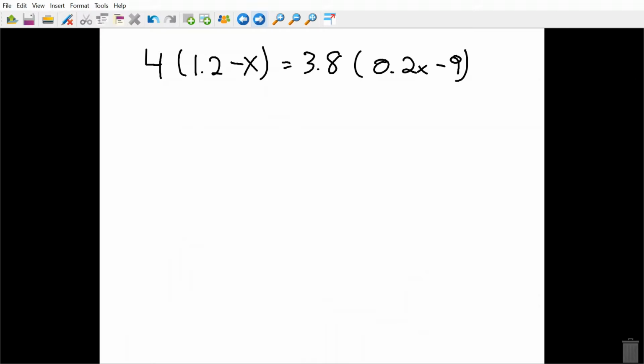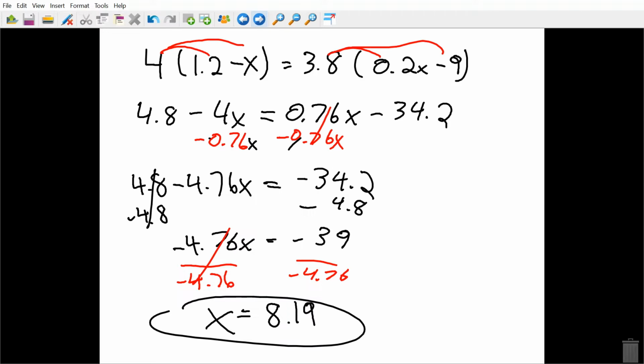4 times (1.2 minus x) equals 3.8 times (0.2x minus 9). Please pause and try now. The answer is 8.19. The first step is to distribute on both sides to eliminate the brackets.